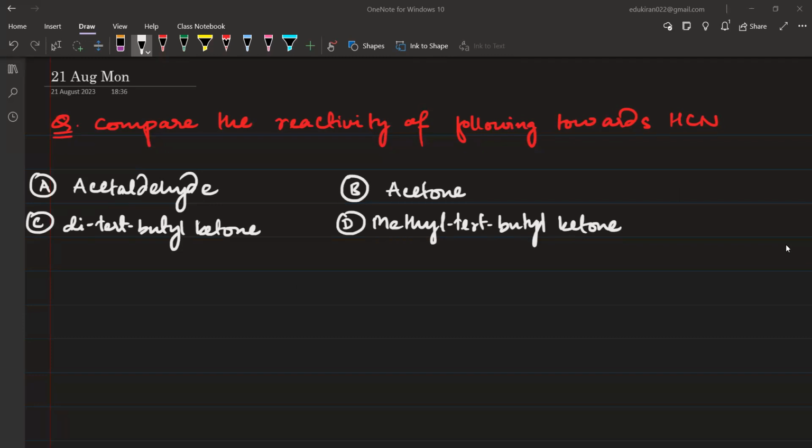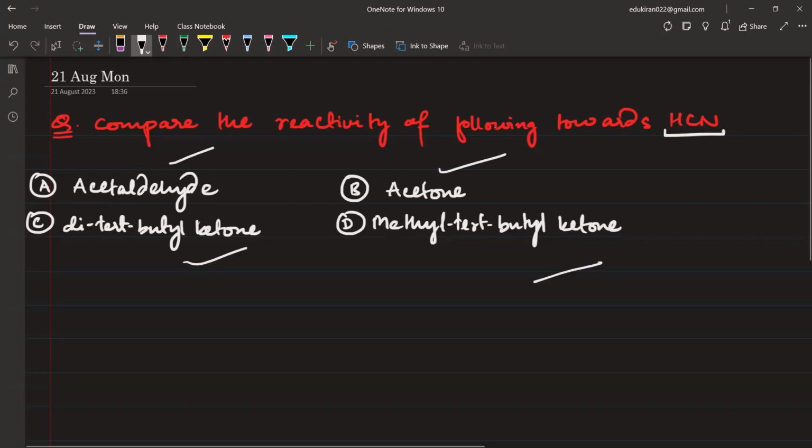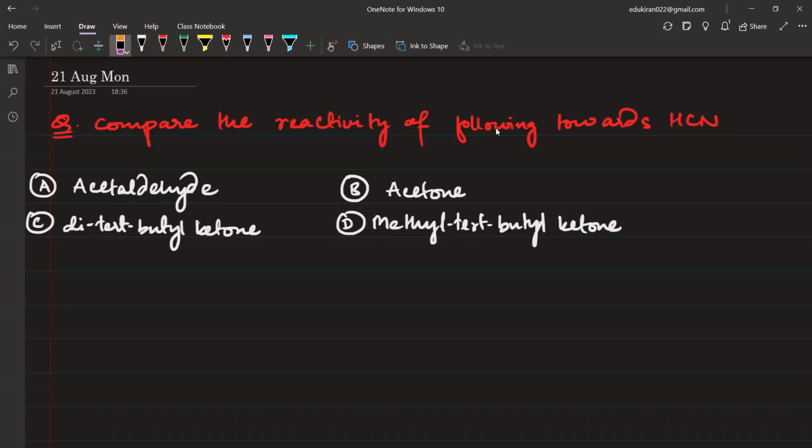Okay. See, what is the question asking here? Compare the reactivity of the following towards HCN. Now we have seen the reaction of HCN, and what are these different compounds? These are aldehydes and ketones. And what's the reaction? Reaction with HCN.